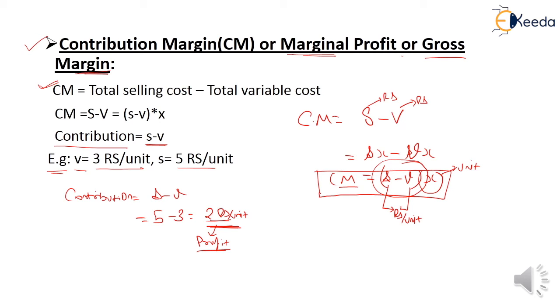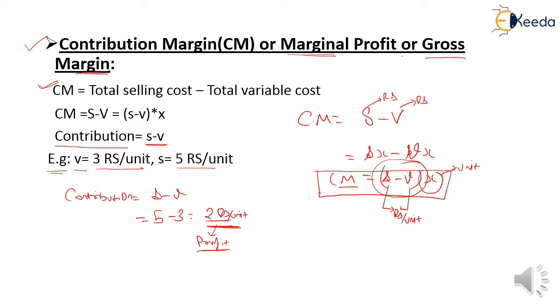Students, clear to all what is contribution margin and what is marginal profit or gross margin? Contribution margin is nothing but the total selling cost minus total variable cost, and contribution is also represented as small s minus v.